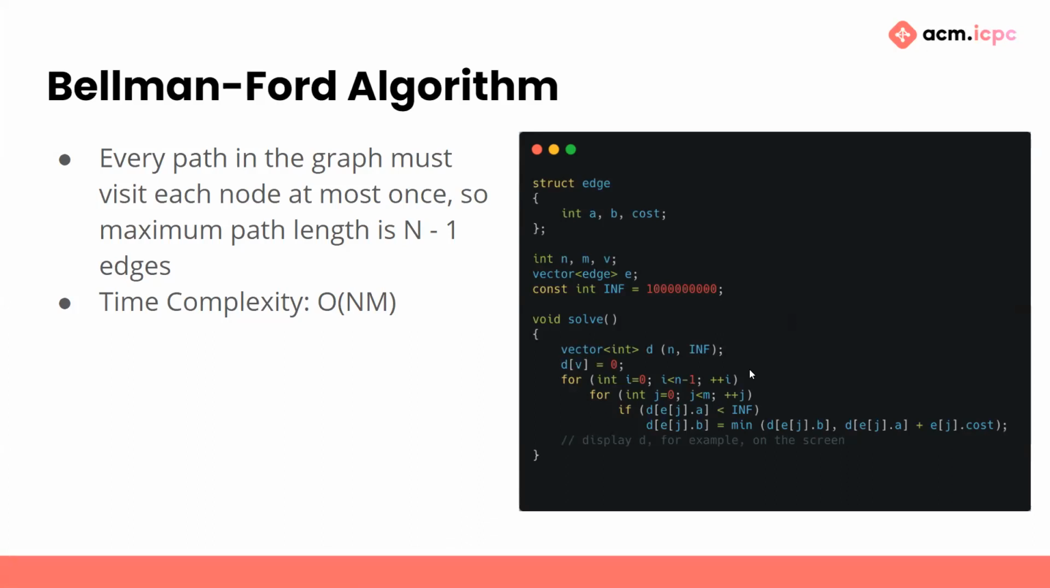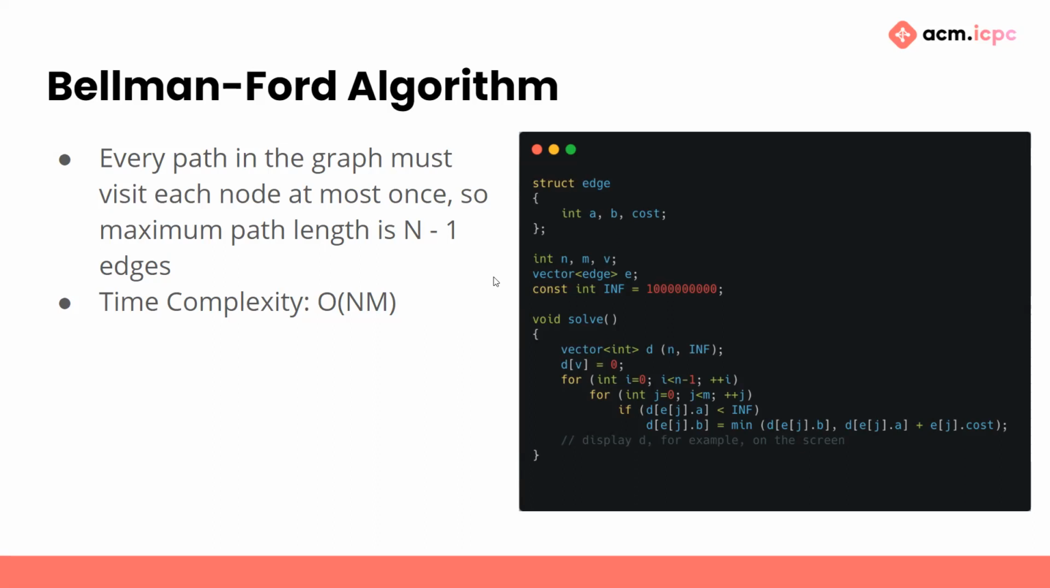The outside loop, the loop with i in it, runs n-1 times, and the inside loop is going through all m edges. In this case, they store it as edges, but for every edge, we try to relax the nodes on each side of the edge. So that's essentially what we're doing. It's the same thing as trying to relax every single neighbor of every single node.